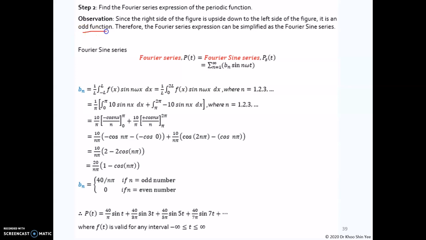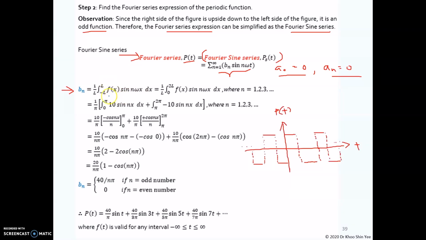Since we know this is an odd function, therefore we can simplify the Fourier series into Fourier sine series. So this is the result where the periodic function P(t) is equal to the sine term only, and your A0 and An are both 0. Next, you can compute the Fourier coefficient Bn by using this formula.